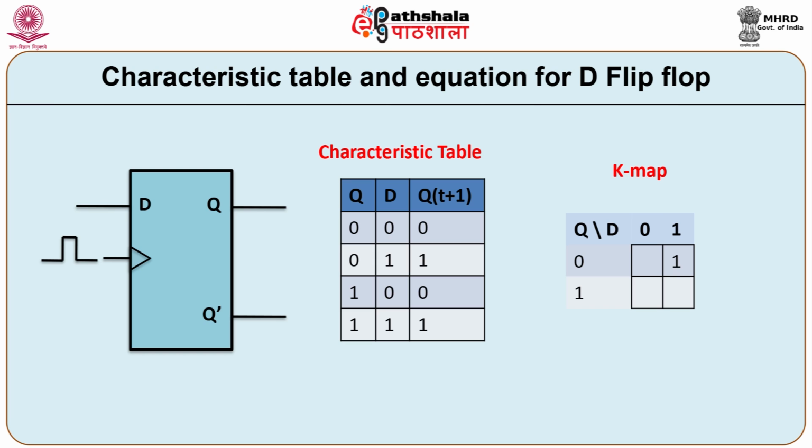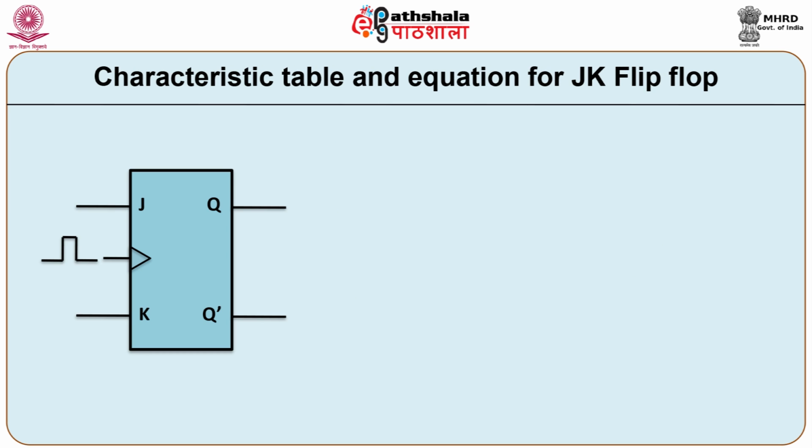The next state is mapped as 1 when Q is equal to 0 and D is equal to 1. Further, the next state is mapped as 1 when Q is equal to 1 and D is equal to 1. Let us form the pair to eliminate one variable. The characteristics equation for the D flip flop is Q(t+1) is equal to D. The JK flip flop is most popularly used in many sequential circuits.